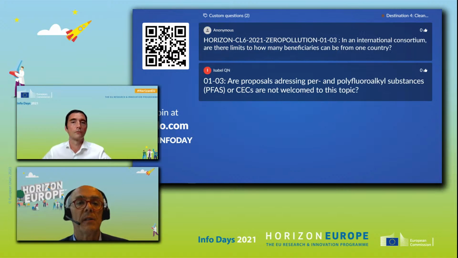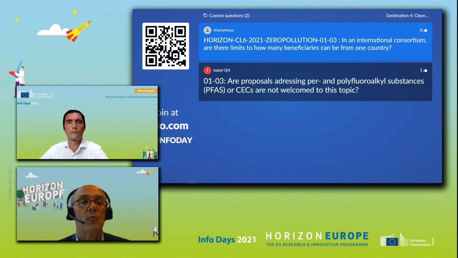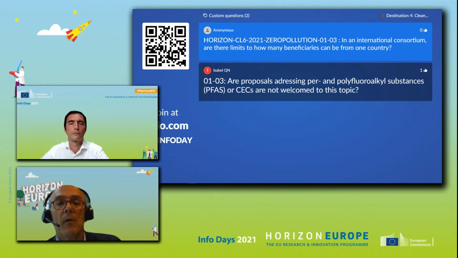So now I see 2 questions which are related more to the diffuse pollution in urban areas. The first question is about the international consortium. The question is, in an international consortium, are there limits to how many beneficiaries can be from one country?